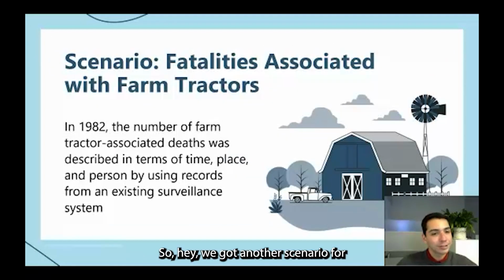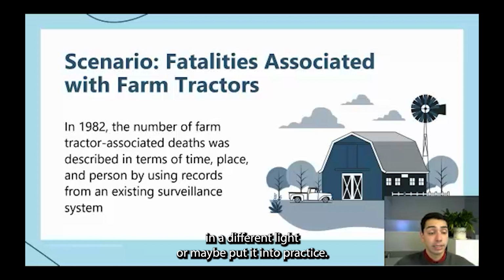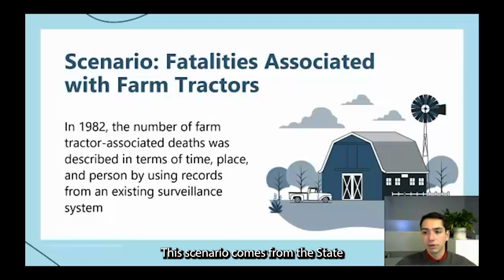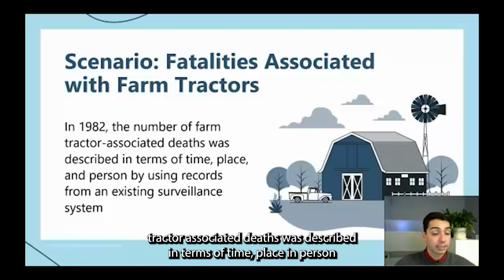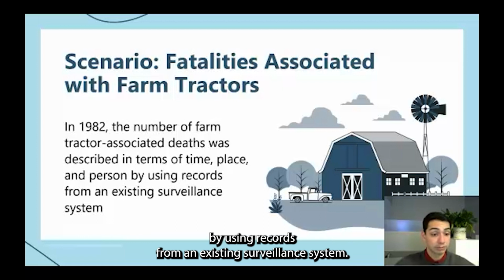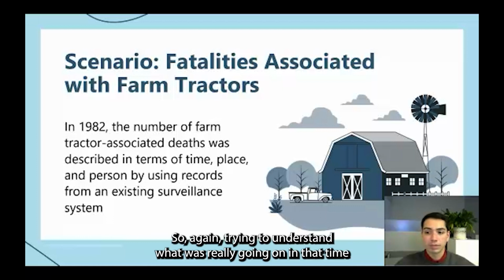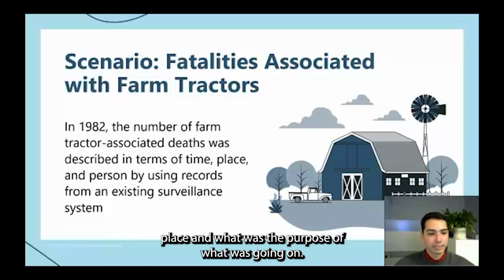So, we've got another scenario for us to try to understand this in a different light, or maybe put it into practice. This scenario comes from the State Department in Georgia, where in 1982 the number of farm tractor associated deaths was described in terms of time, place, and person by using records from an existing surveillance system. So again, trying to understand what was really going on in that time and place, and what was the purpose of what was going on.